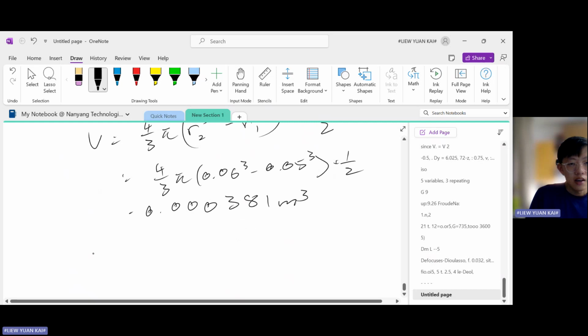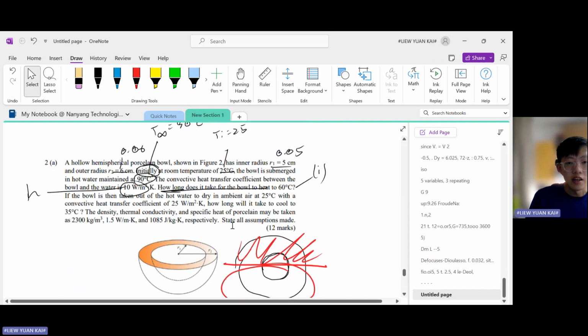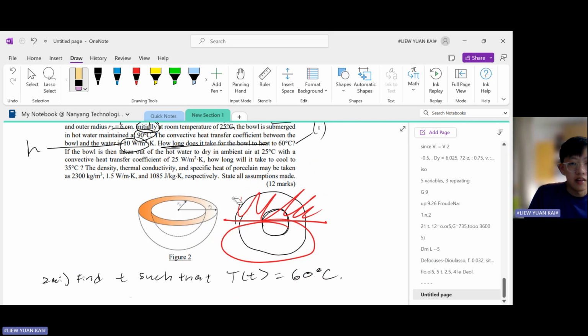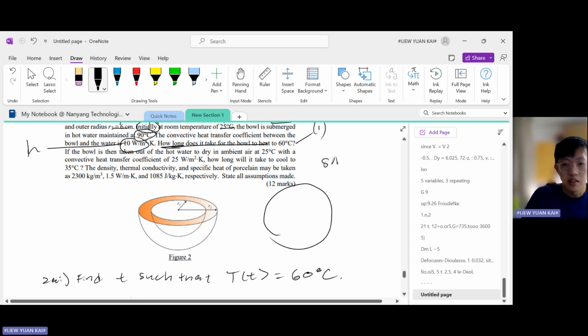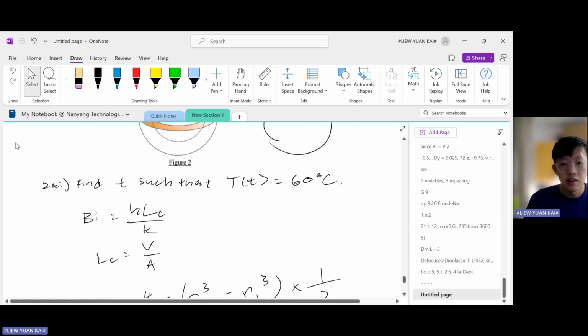What about the area? How do we get the area? Let's examine this. We're dealing with a hemisphere, which is half a sphere. You know that for a full sphere, the surface area is given by 4 pi r squared.